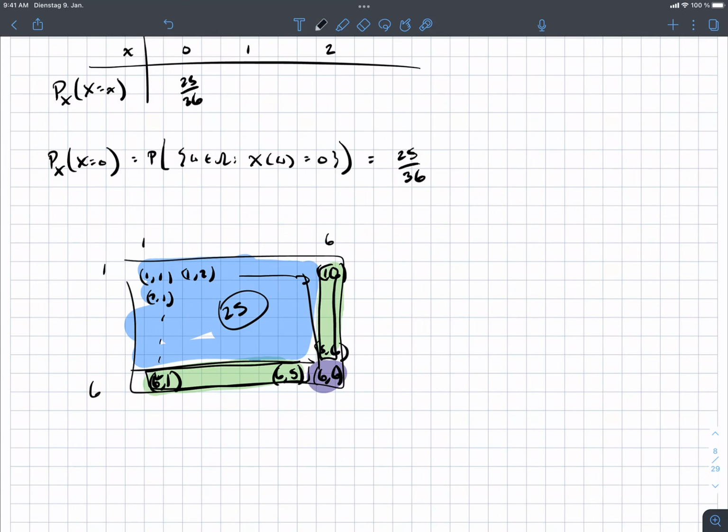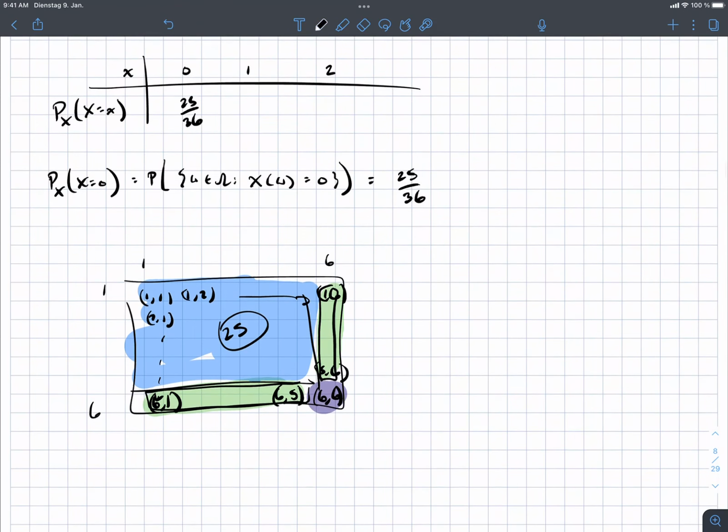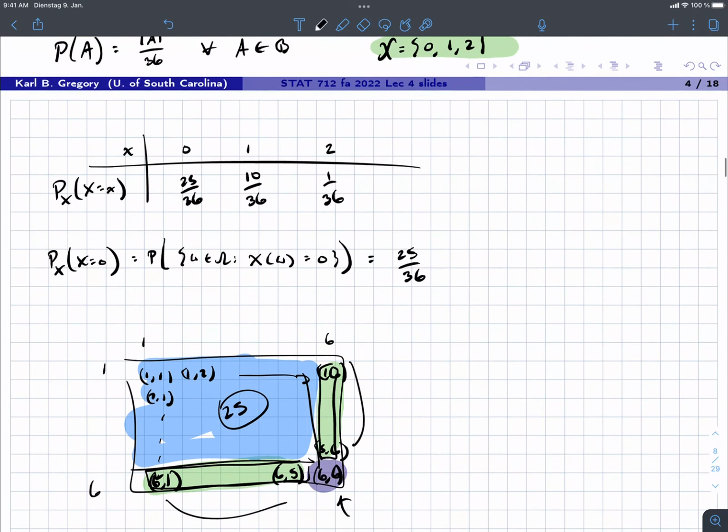And what about the probability that I get exactly one 6? There's 5 here and there's 5 here, so that's going to be 10 out of 36, and then I get 2 sixes with probability only 1 out of 36.